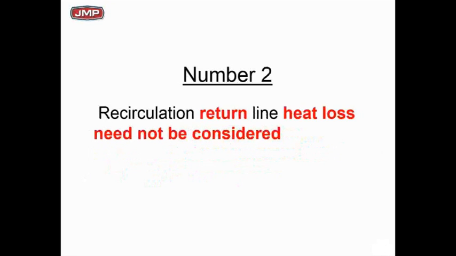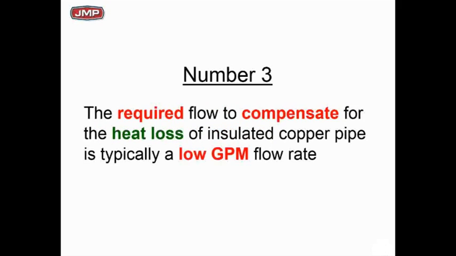So number two, we do not normally worry about the heat loss in the return piece of pipe. Notice you've got a supply pipe that's insulated, and a small piece of return for the circulator to recirc through. We don't normally worry about calculating the BTUs in that piece of pipe. We don't put it in our calculations.